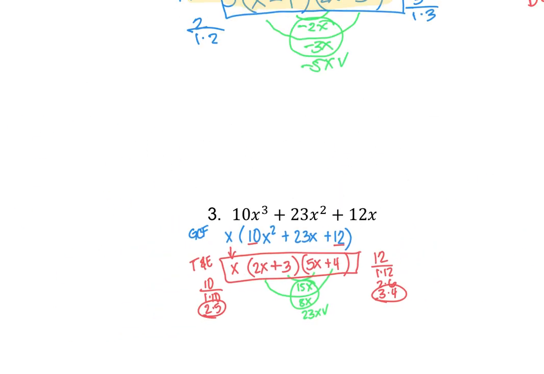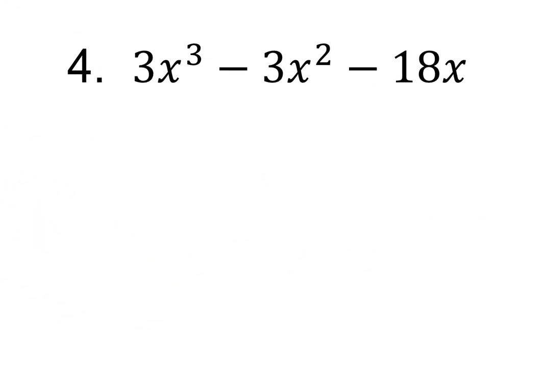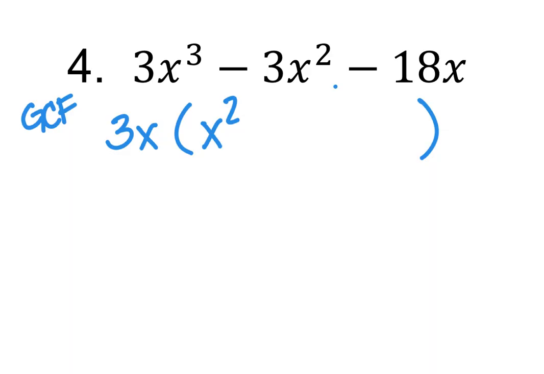Okay, let's go to number 4. We always check with greatest common factor first. Factoring method first, greatest common factor. Do we have a greatest common factor here between 3, 3, and 18? And the answer is yes, that is a 3. Now let's look at x cubed, x squared, and x. What's common between those? Well, it has 1x. So let's factor out 3x. And what are we left with? Well, 3x, we're left with x squared, and then minus x. The minus 3 times 6 would give us 18.